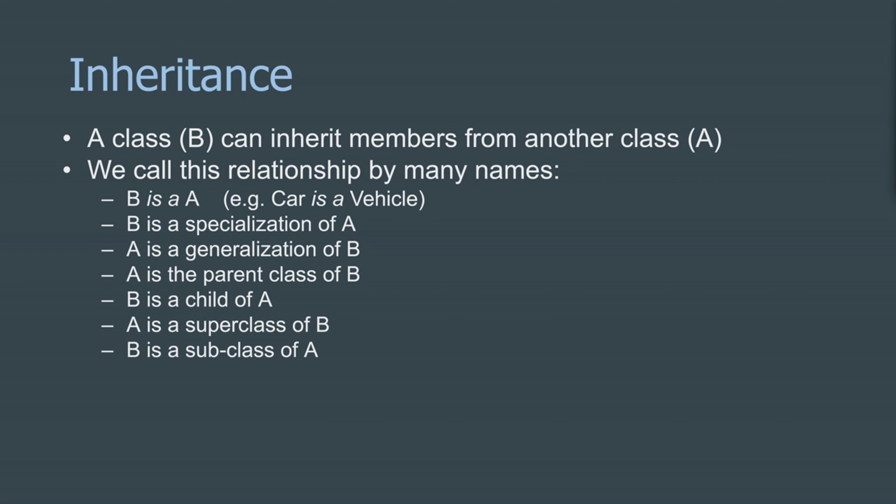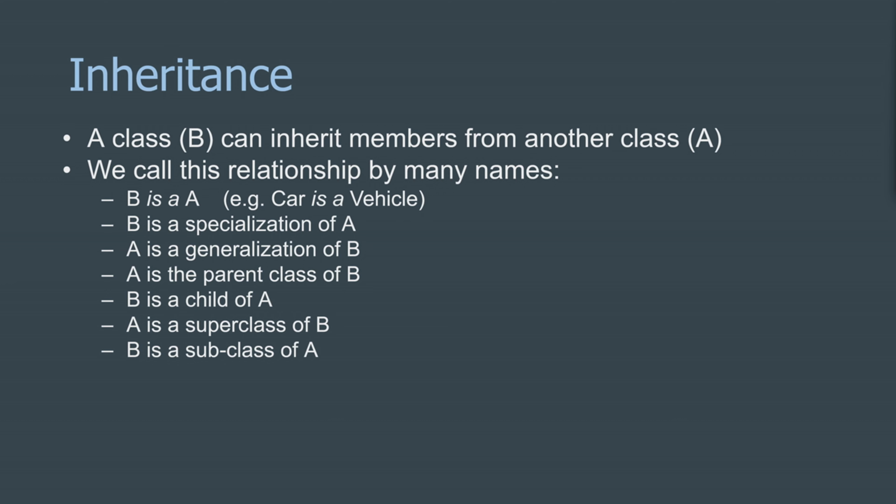So first you want to ask yourself, is the relationship between these two classes inheritance? And here's the way that you do that. First of all, what does it mean? When B inherits from A, that's the same as saying B is A. That's the phrase that I like the best. Okay, so an example is car is a vehicle.